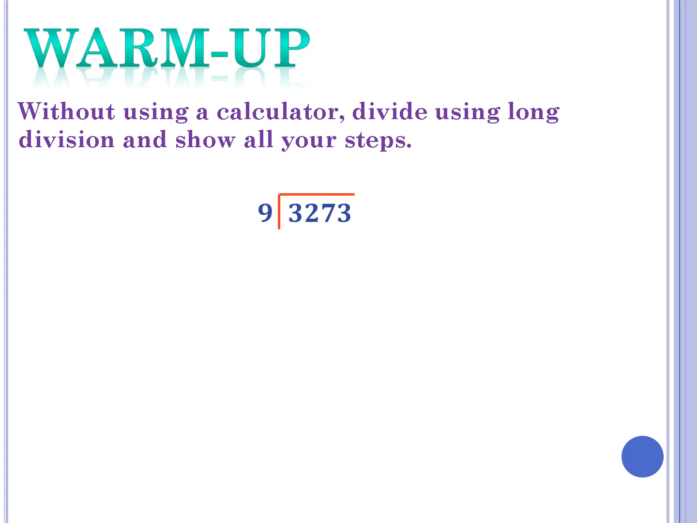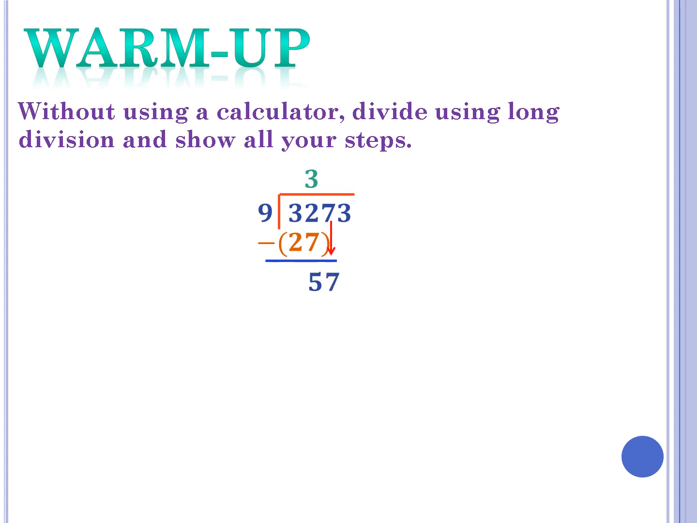All right, now 9 doesn't go into 3, but it does go into 32. It goes into 32 3 times. So 9 times 3 is 27. So I subtract 27 from 32. Now notice I put the 3 over the 2 in 32 because I'm dividing 32 by 9. So I subtract and I get 5. Then I bring down the 7.